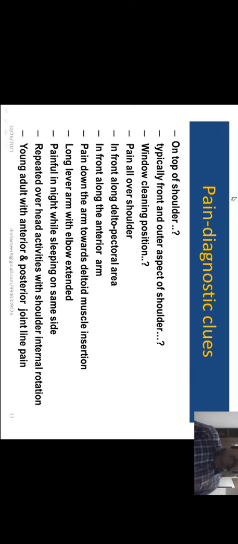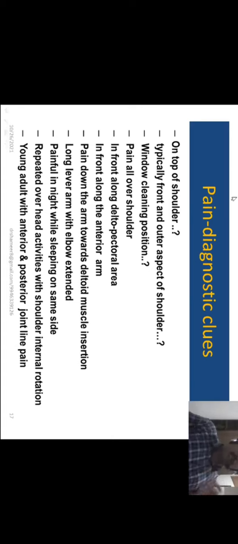Another one is pain at night while sleeping on the same side. Mostly it may be a rotator cuff pathology, or periarthritis of the shoulder. If it is associated with injury or trauma, mostly it is rotator cuff pathology. If the patient is above 35 or 40 and has periarthritis, in this case also there will be painful shoulder while sleeping on the same side.